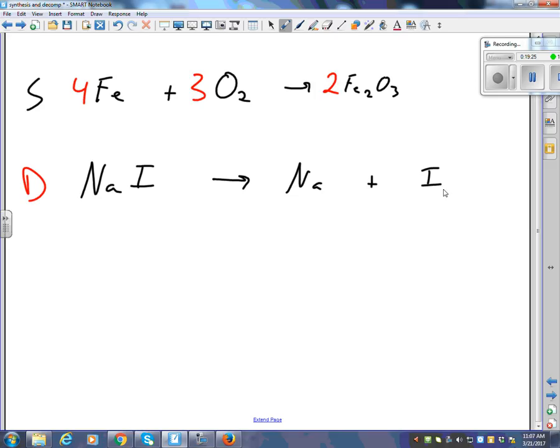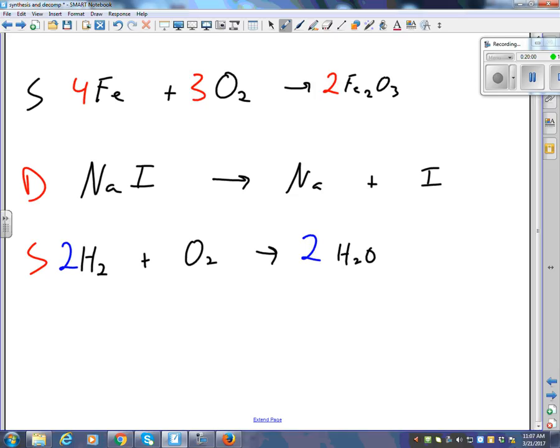Hydrogen plus oxygen gives you water vapor. Hydrogen is H2, hydrogen gas. Oxygen, O2, oxygen gas. Water vapor would just be H2O. This is a synthesis. Is it balanced? No. Need a 2 there, need a 2 there, 1, 2. So, balanced.